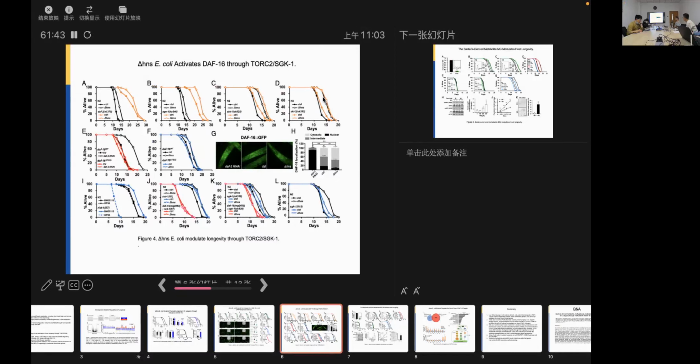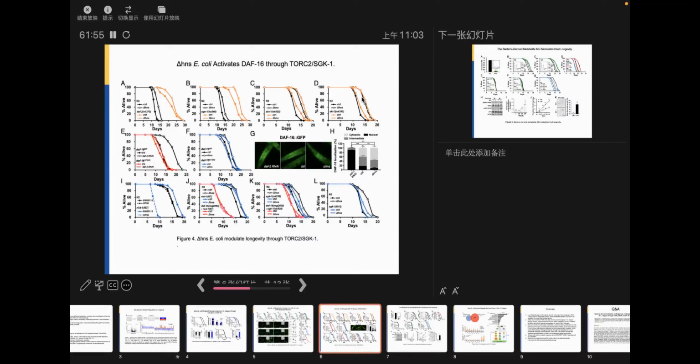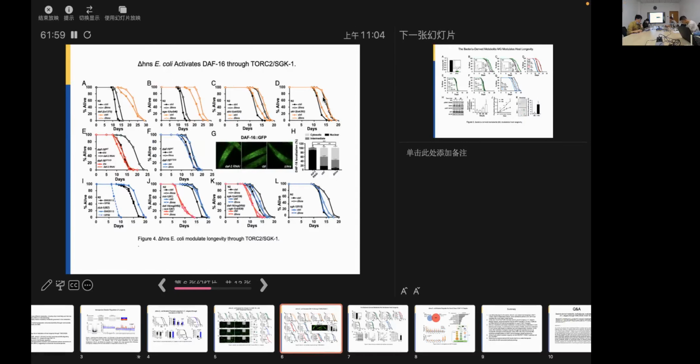Can you make a take home message for the group A, B, C, D? From figure A to figure D. Yes. They are checking some IIS DAF-2 related mutants. IIS, please tell us, that is insulin, insulin-like growth factor pathway related ones. Related mutants. And they're trying to see whether action S is acting on this pathway. The result confirmed that action S modulates lifespan independently of the IIS.